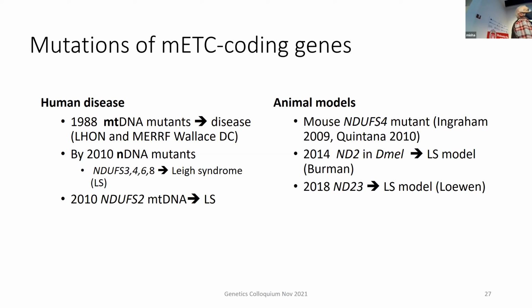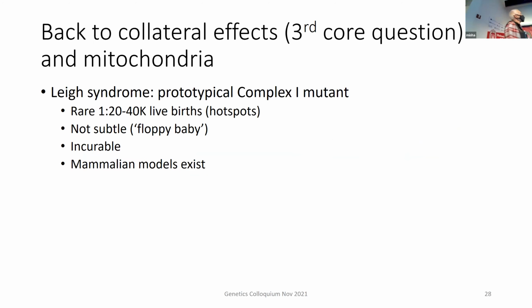And then we have, in parallel, we're developing mouse models. So the first was the NDUFS4 mutant. Now we're talking about mutations affecting the mitochondrial electron transport chain. And the mitochondria have way more proteins than just those which are in the mitochondrial electron transport chain, but we're talking about that chain. And then in 2014, the ND2 nuclear mutant was released as a Leigh syndrome model. And then this was followed in 2018 by the model that Barry and Karen created here in Madison.